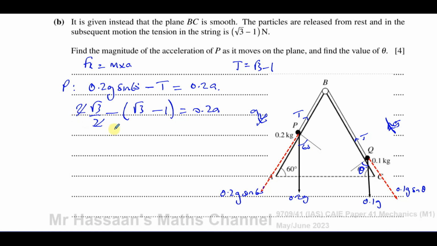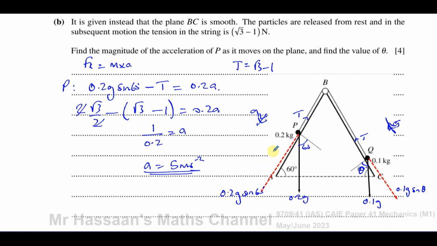So the 2's cancel out. You're left with root 3 minus root 3, which is 0, and plus 1. So it's going to be 1 divided by 0.2 equals A. So 1 divided by 0.2 is 1 divided by 1/5, which is 5. So it's 5 meters per second squared. That's the acceleration of P as it moves down the plane.